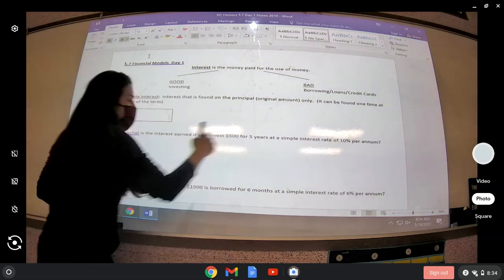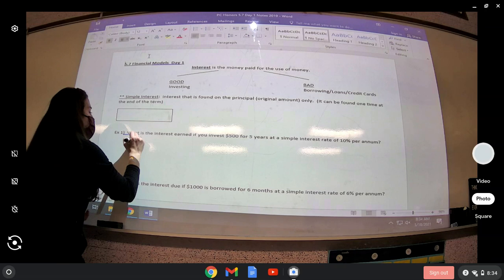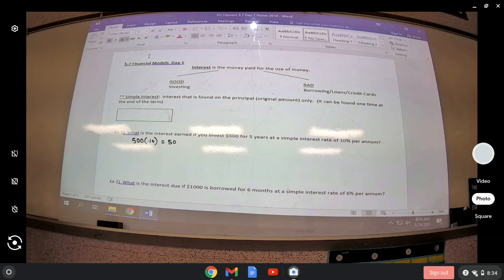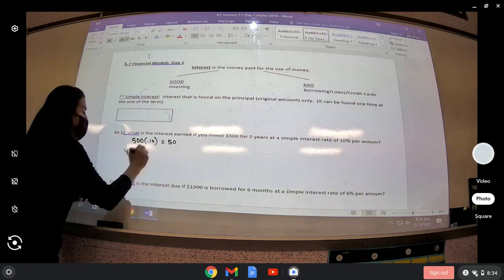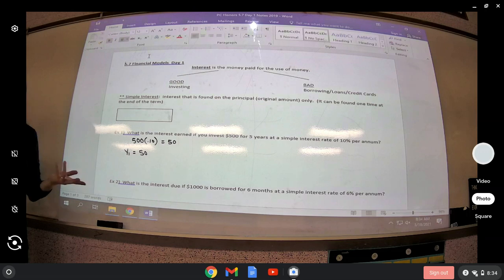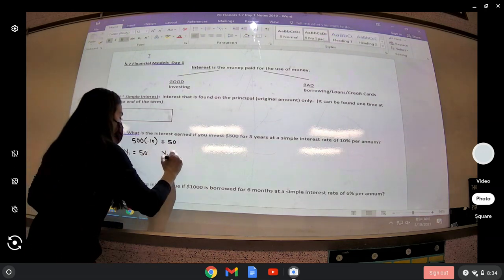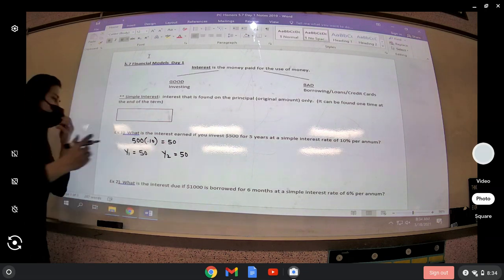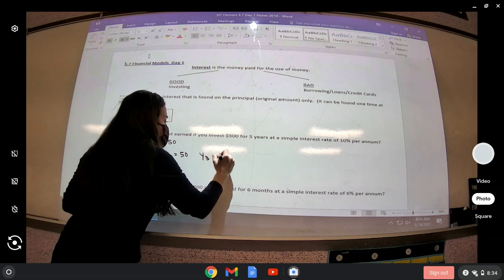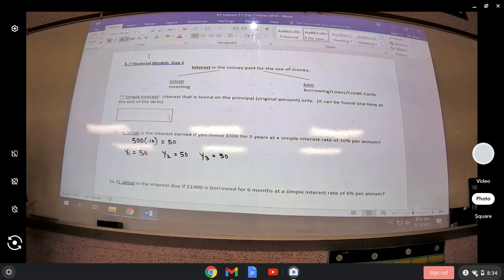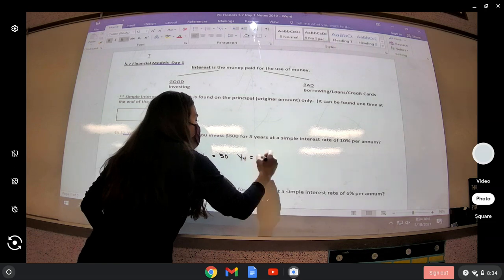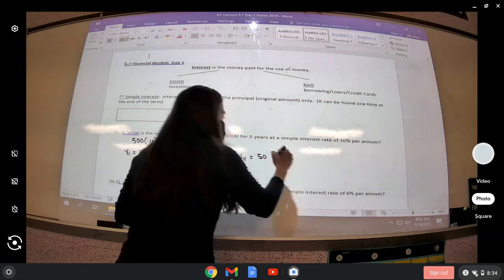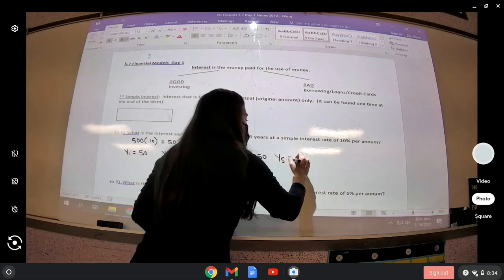So guys, what is 10% of your $500? So $500 times 10%, guys, that's 50 bucks. So that means at the end of year 1, they're going to give you $50, 10% of your 500. At the end of year 2, they're going to give you another 50 bucks. They're going to give you 10% of your $500. At the end of year 3, they're going to give you 50 bucks, 10% of 500. At the end of year 4, they're going to give you 50 bucks, 10% of 500. And then at the end of year 5, which is the end of your term, they're going to give you another $50.